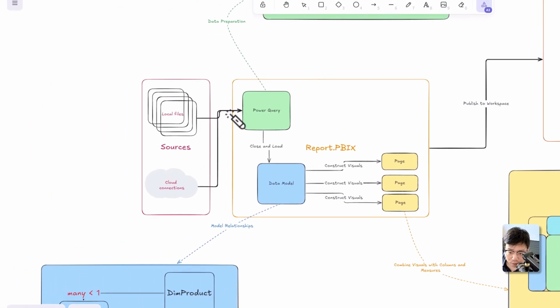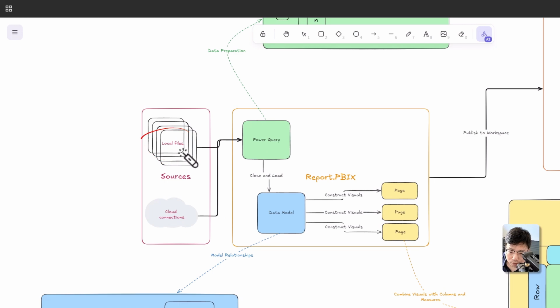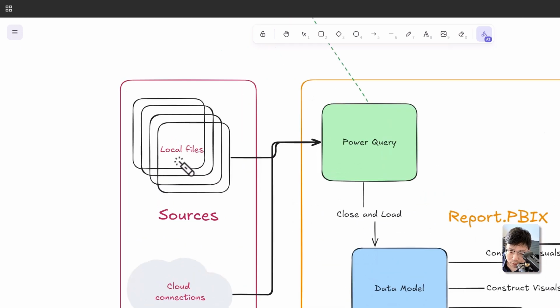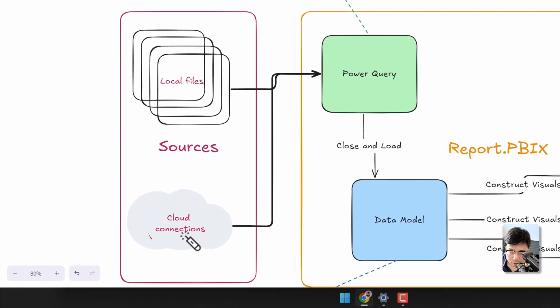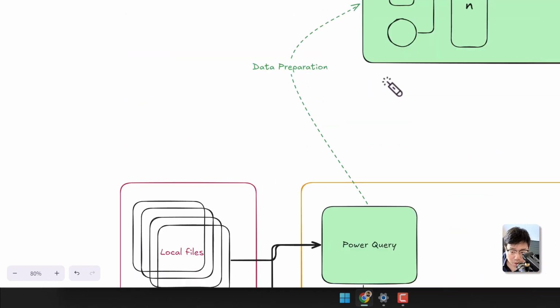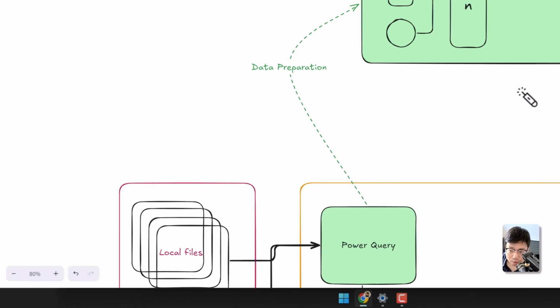But before that, we need to think about your sources. So Power BI sources can be local files. You can see I have multiple files over here, so you can stack them together into a folder and get Power Query to connect to them. Also, you can mix with cloud connections, for example, cloud data warehouses and cloud databases. You can use Power Query connectors to connect them. Once you have connected them, now is the stage to prepare data.